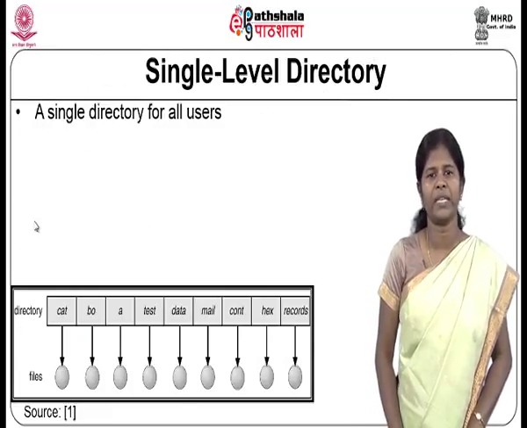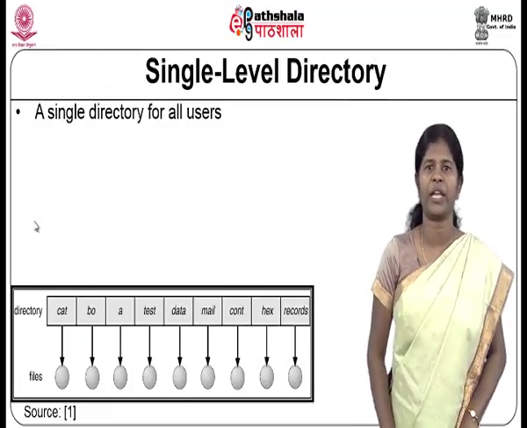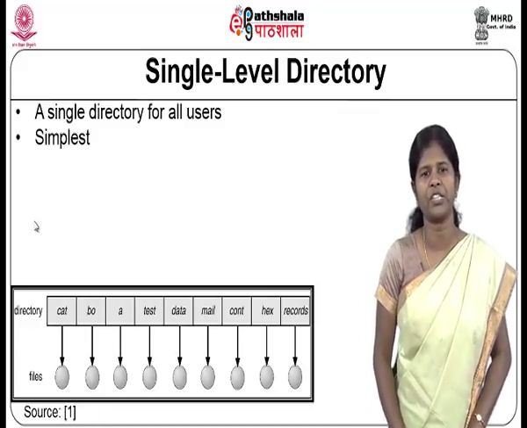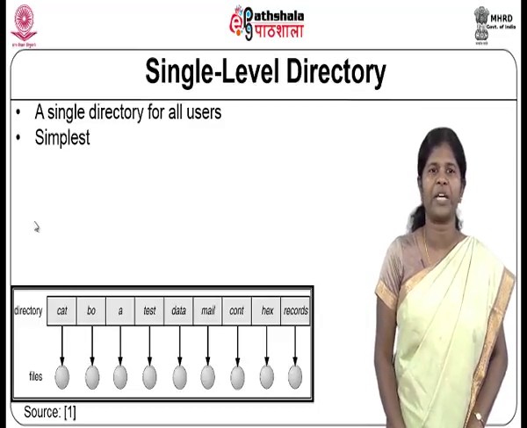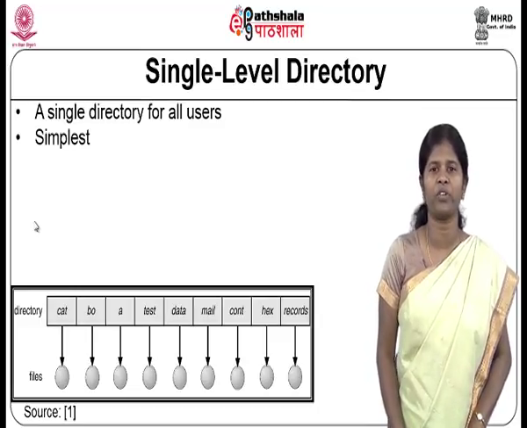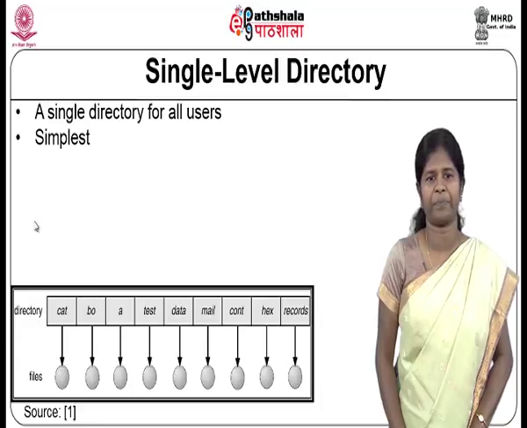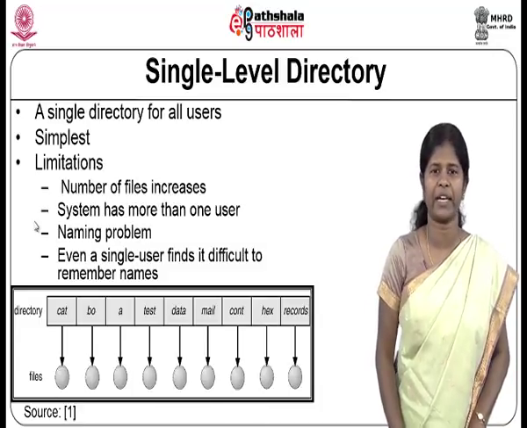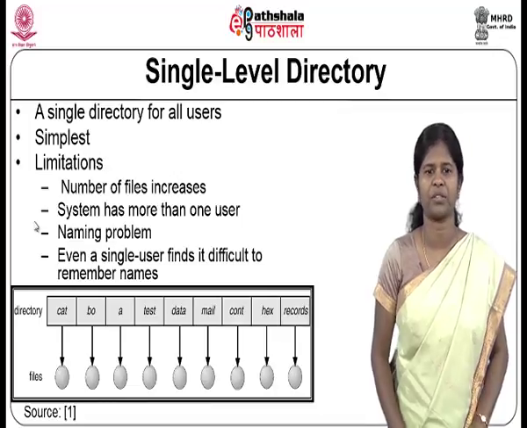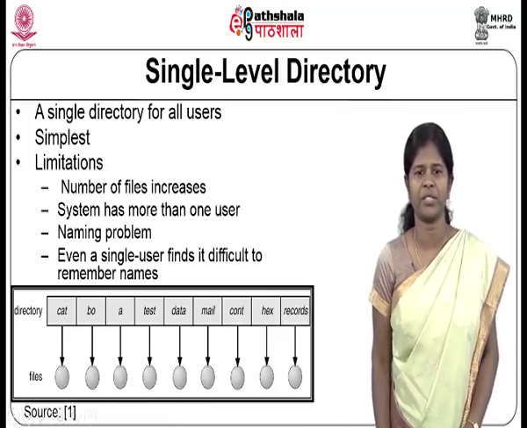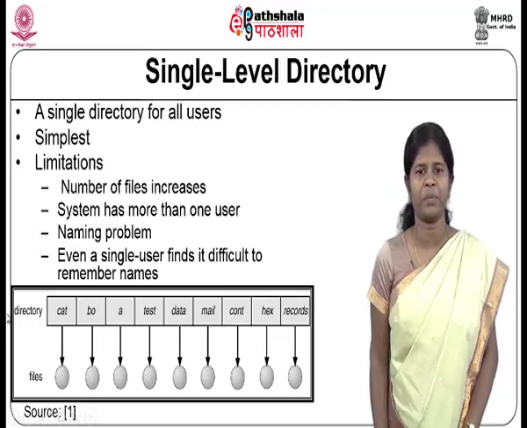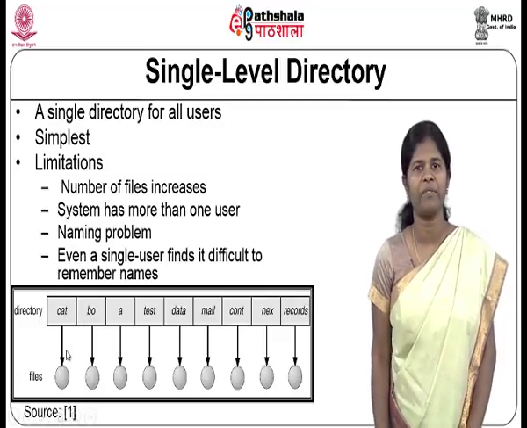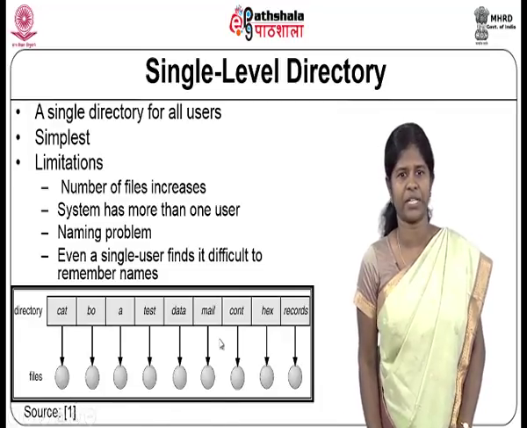Now, we will see the different ways in which the directory structure can be implemented. So, the simplest of all the different types of directory structures is the single level directory. In single level directory, there is a single directory for all the users. So, you can see here that there is a single directory which is maintained for all the users. So, the files of all the users will be kept under this one single directory.